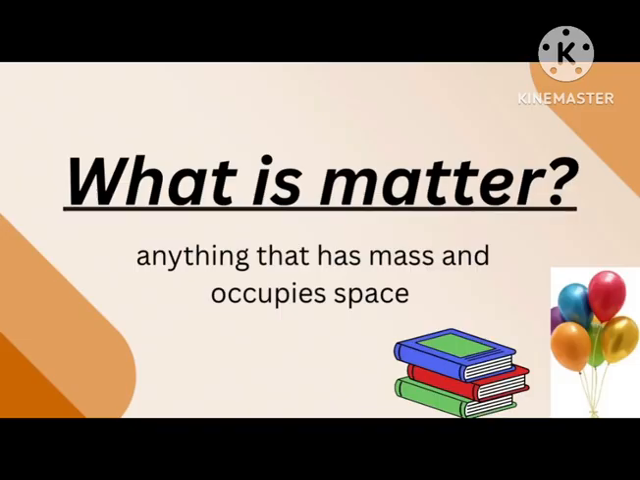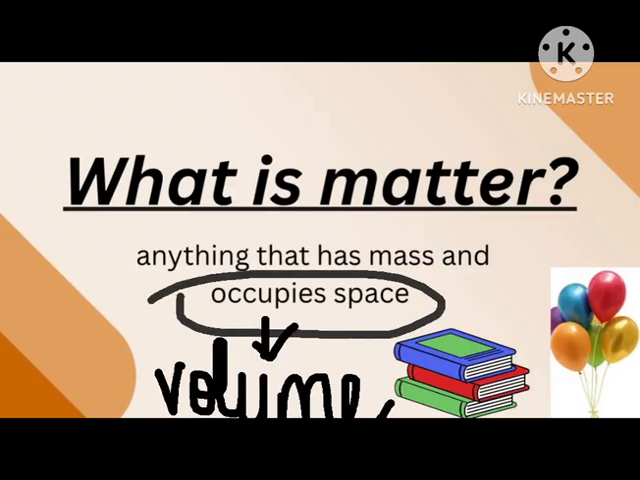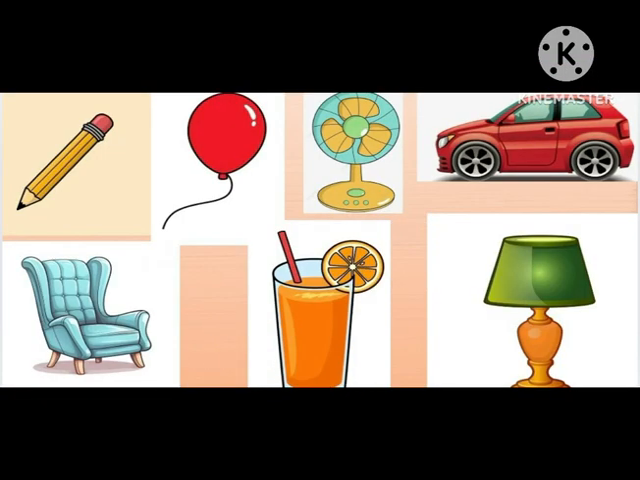Now, let's start with matter. What is matter? Matter is anything that has mass and occupies space. The amount of space that an object occupies, we call that volume. Mass means how much matter something has. If an object feels heavier than another, then we can say that it has more mass.